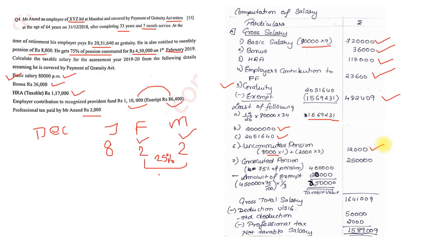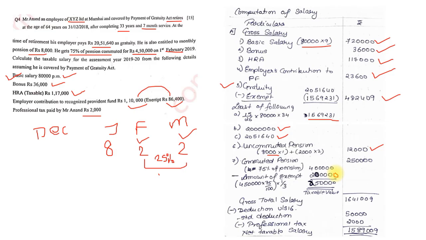Now we jump to commuted. The rule of commuted is, if anyone is taking a commuted pension, if there is gratuity, 1/3 is exempted. If there is no gratuity, 1/2 is exempted. So your gratuity is there, so you'll get 1/3 exempt. Okay, so now let us see. See, commuted pension given was 4,50,000. Now this 4,50,000 is basically the value of 75%.